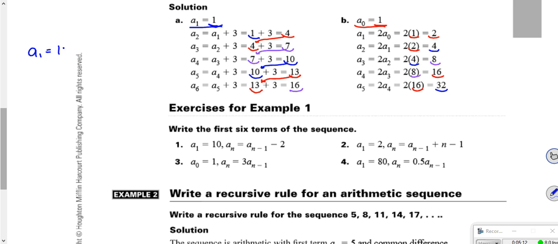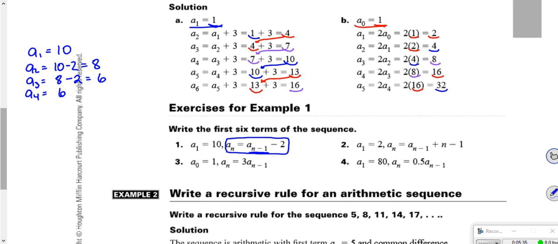A1 is 10, and then here's my rule. My rule is to take the preceding term and then subtract 2. So my A2 term is going to be 10 minus 2, or 8. My third term is going to be 8 minus 2, or 6.